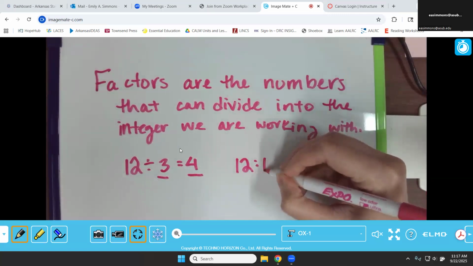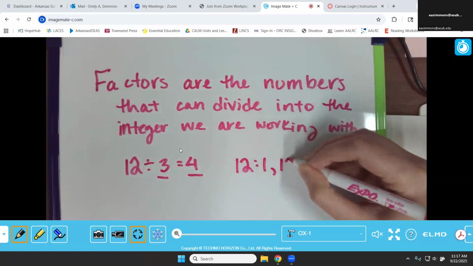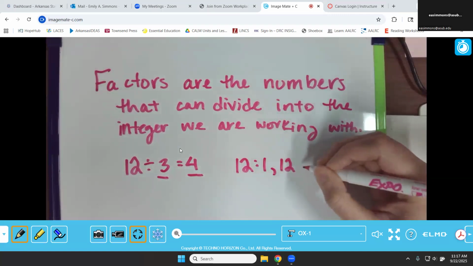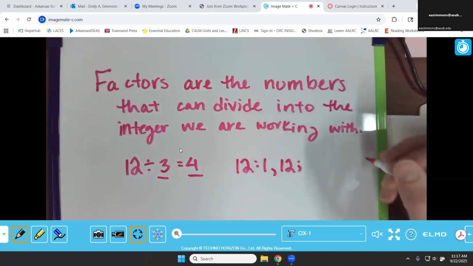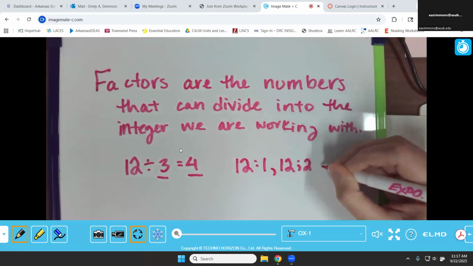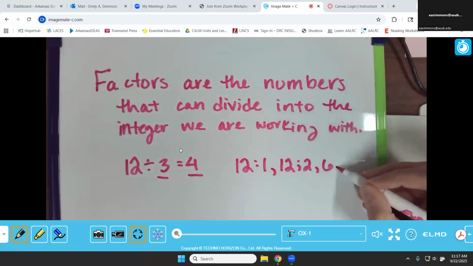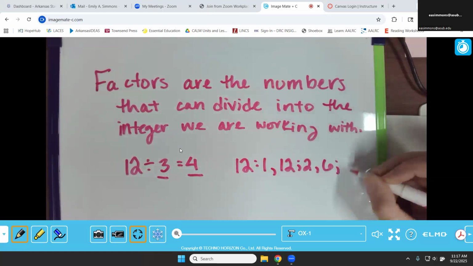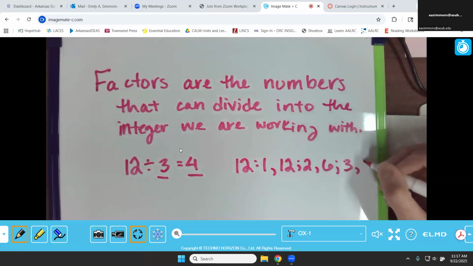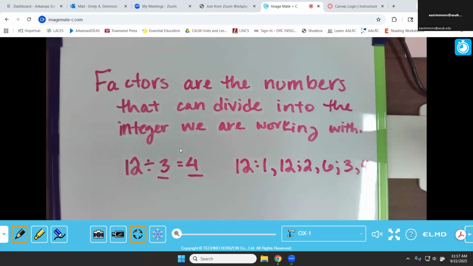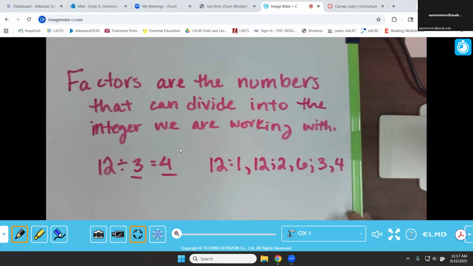1 times 12 is a pair of factors. Then I've got 2 times 6. And I've got 3 times 4 for factors of 12.